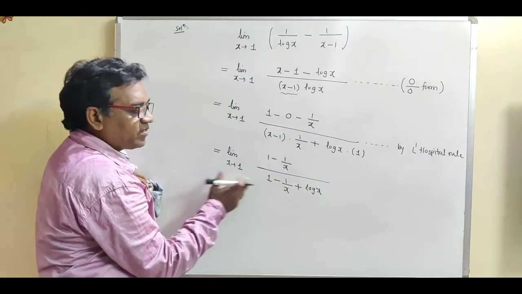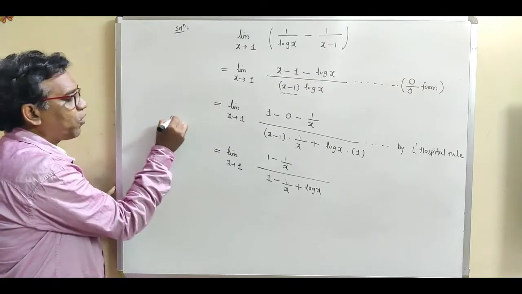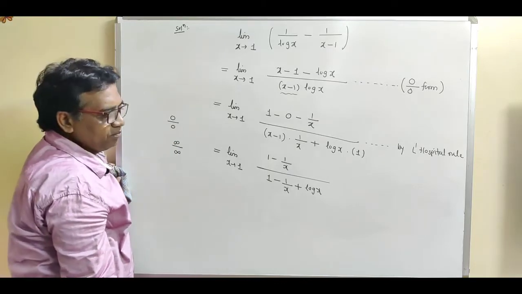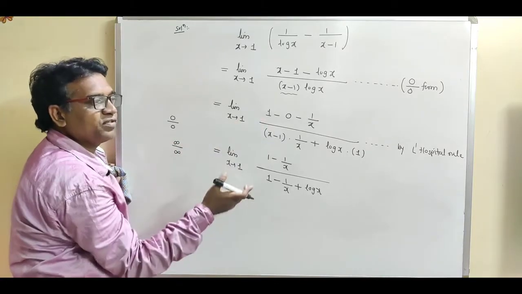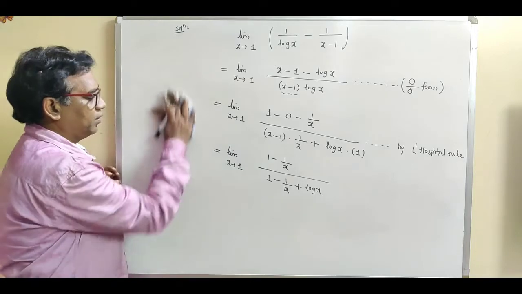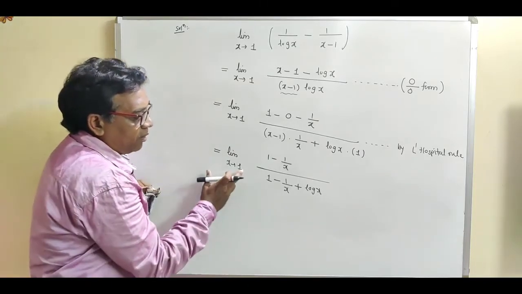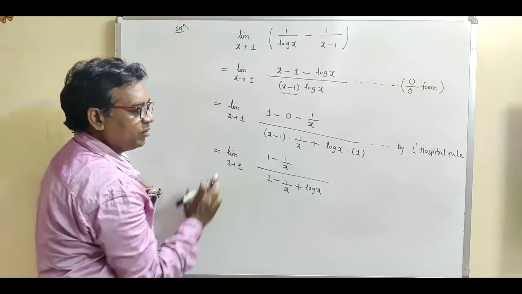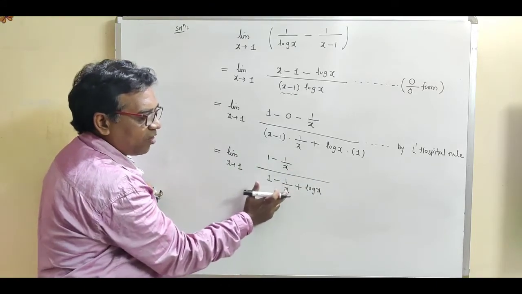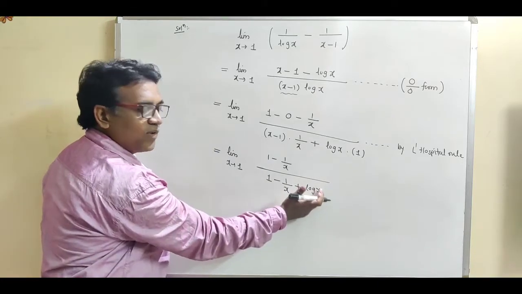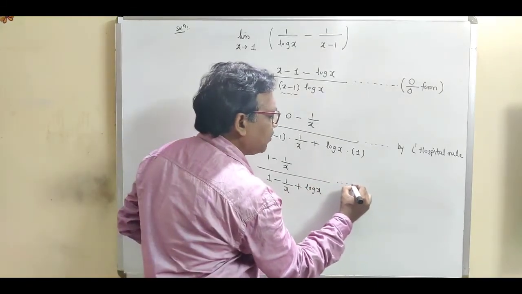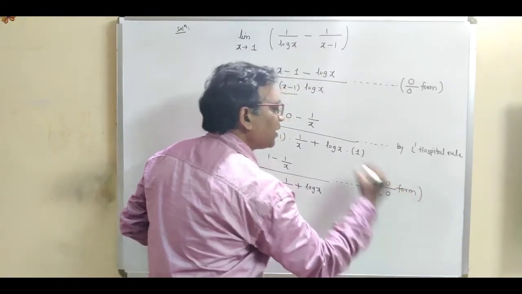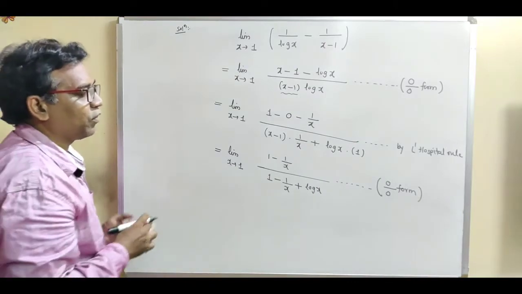Now suppose if you put x equal to 1, and the form repeats, suppose 0 by 0 or infinity upon infinity, then again we apply the same process, we can use the L'Hopital rule. Now put x equal to 1 in the numerator, 1 minus 1, the numerator is 0. Put x equal to 1 in the denominator, 1 minus 1 is 0, log 1 is again 0. So numerator and denominator both are 0. So this is the standard form. Write in brackets, this is 0 by 0 form.